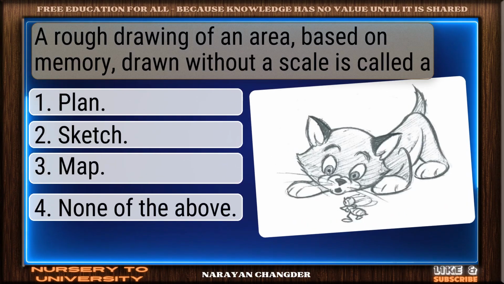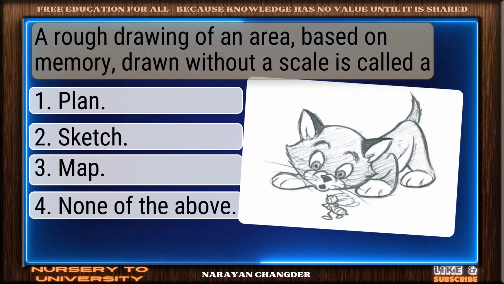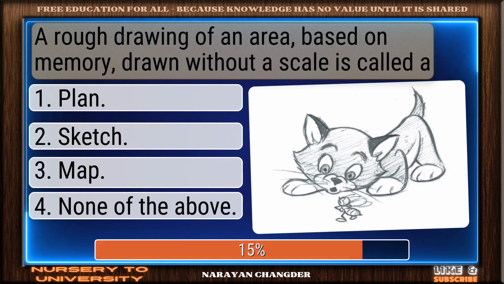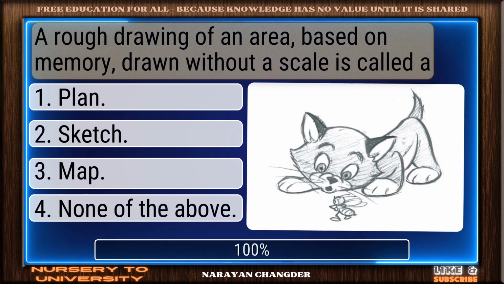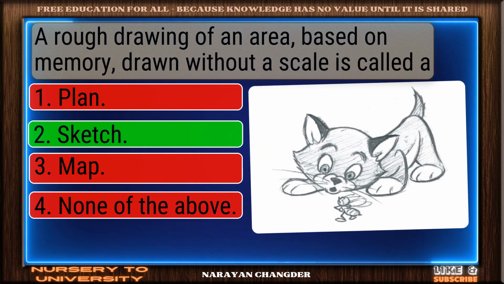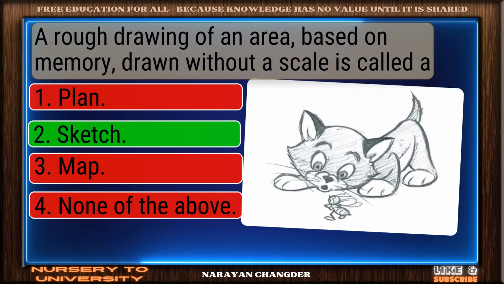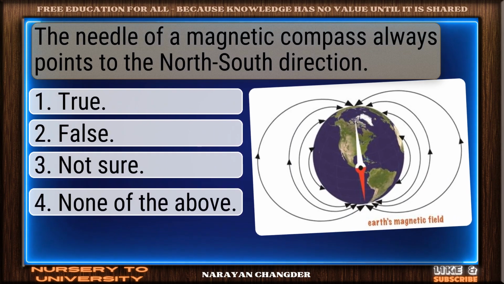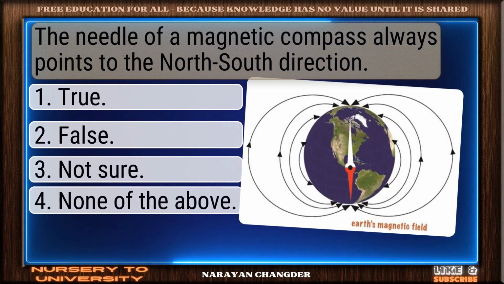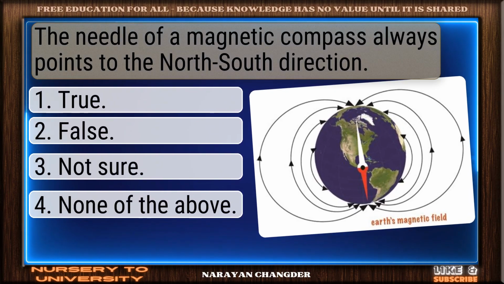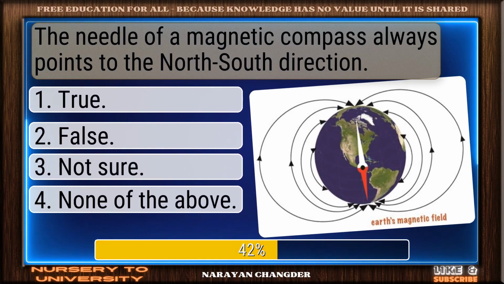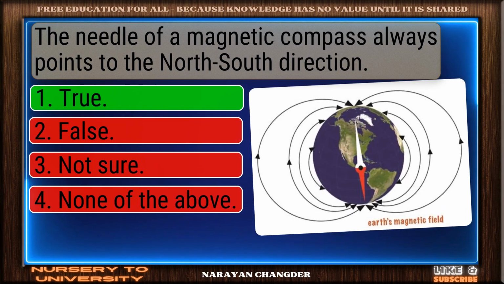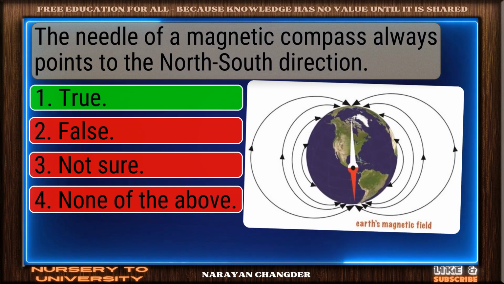A rough drawing of an area based on memory, drawn without a scale, is called a. Exactly. Sketch makes sense and it is the right choice. The needle of a magnetic compass always points to the north-south direction. Bravo. True is the answer.